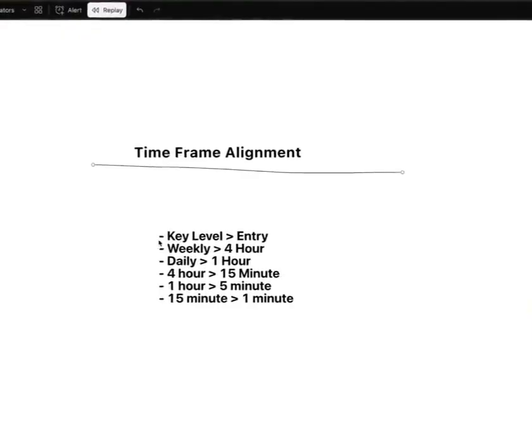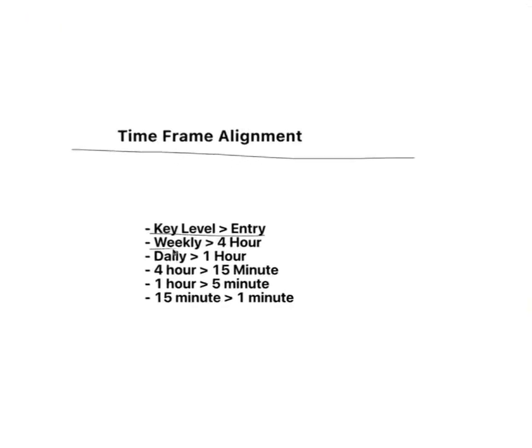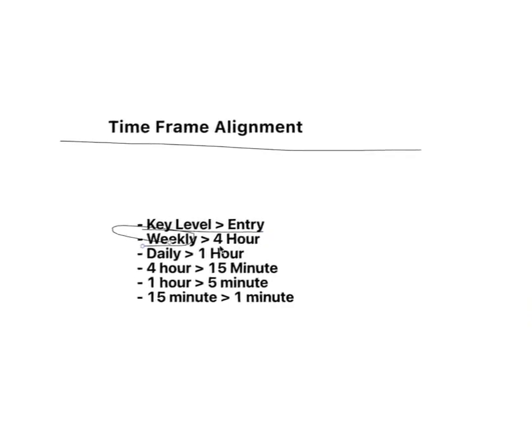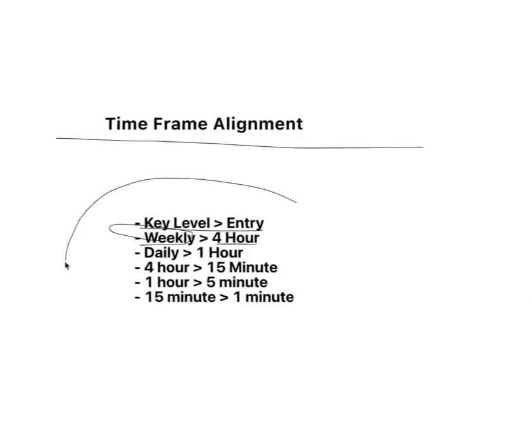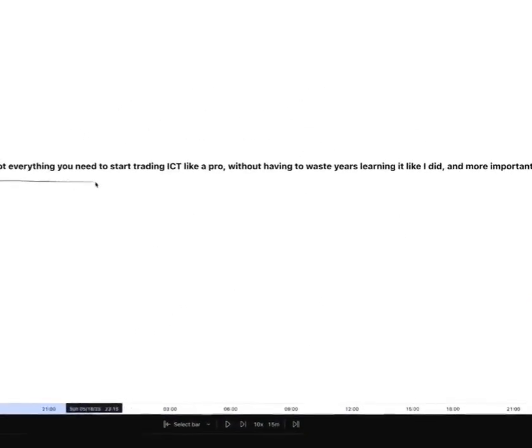So this list right here is organized from key level to the entry time frame, meaning if you use a weekly IRL or a fair value gap, or a weekly swing point, you would then use the 4-hour to look for your market maker models or entry models. Now take a screenshot of this, that way you have it and can take consistent trades. Now you've got everything you need to start trading ICT like a pro without having to waste years like I did, and more importantly, without all of the overcomplicated fluff.